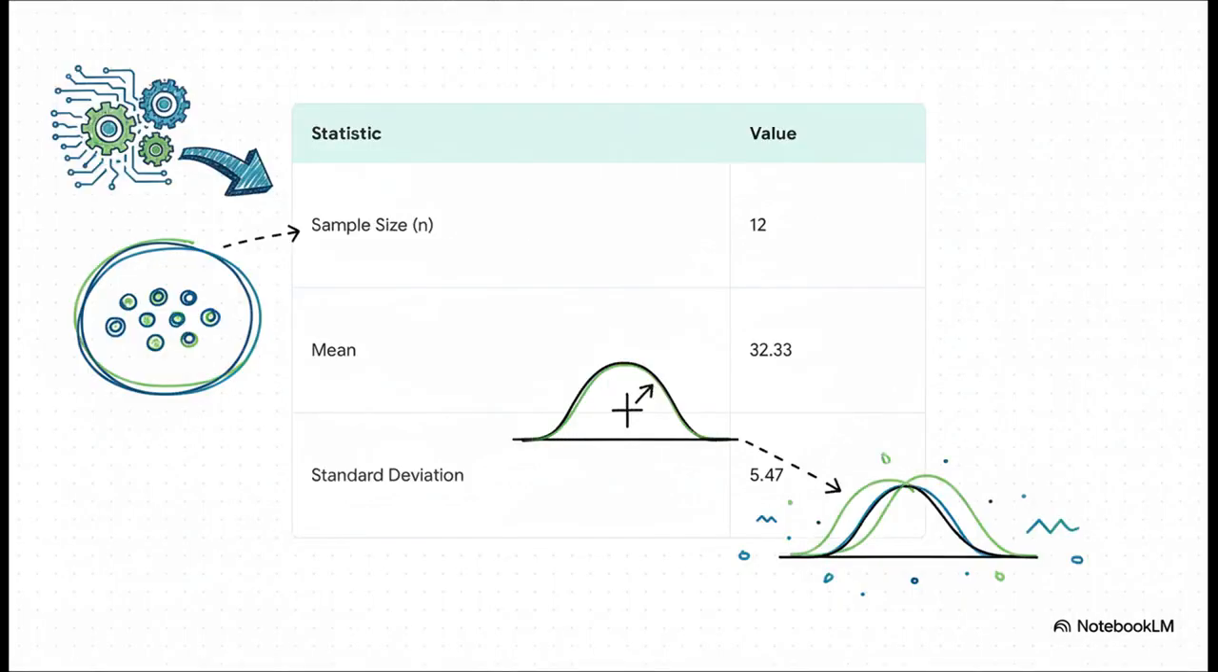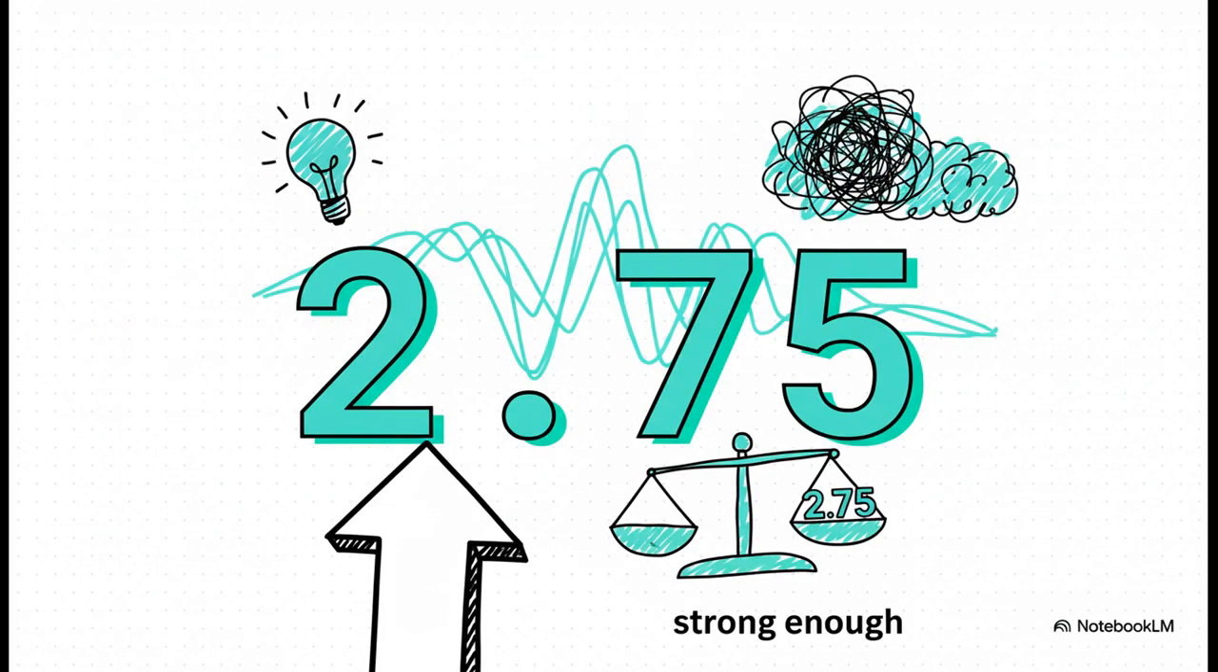Now, the best part? We don't have to break out the old calculator and do some crazy formula by hand. Statistical software does all the heavy lifting for us. We just need to feed it our key ingredients: our sample size of 12, our mean of 32.33, and the standard deviation, which is just a fancy number for measuring that noise or spread in the scores. And when we plug all that in, the software gives us this: a t-value of 2.75.